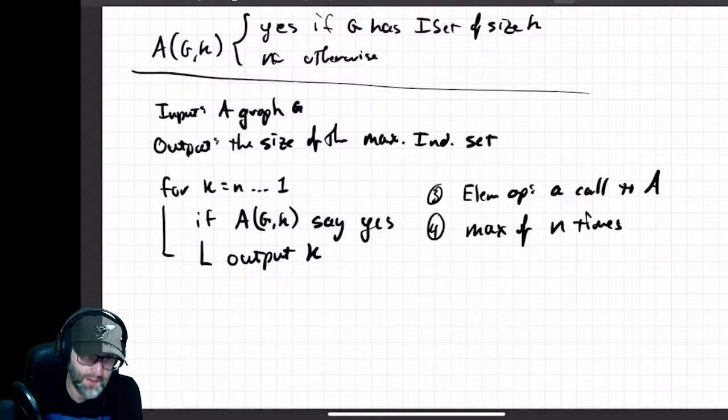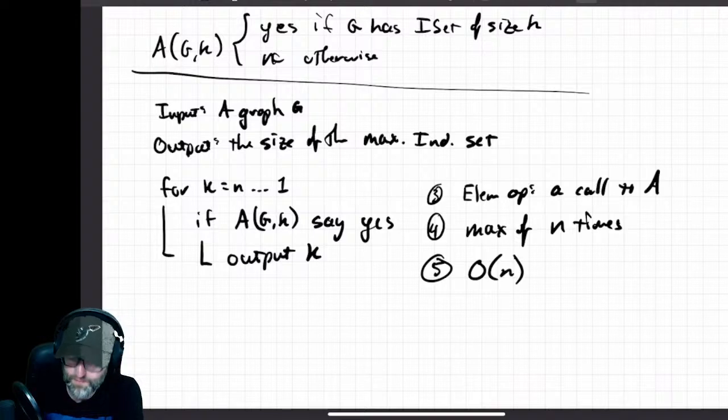So you could stop short at 2, and if that's not the case, then output 1 down here, saving you 1 call, but it really doesn't matter, right? Because it's still going to be order n, if you consider this to be an elementary operation.